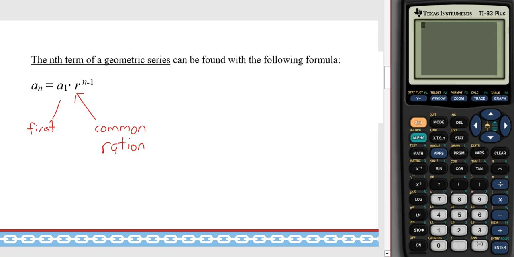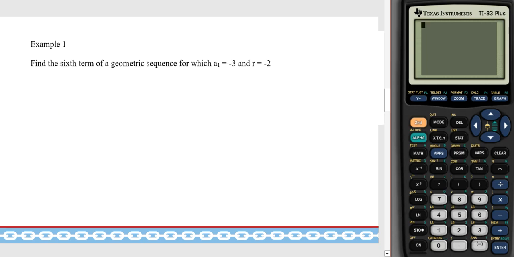So that is our generic formula: first term times common ratio to the n minus 1 power. So if I want to find the 8th term, I'm going to take the common ratio to the 7th power, because I already have that first term accounted for. So we are going to set these up using that formula.